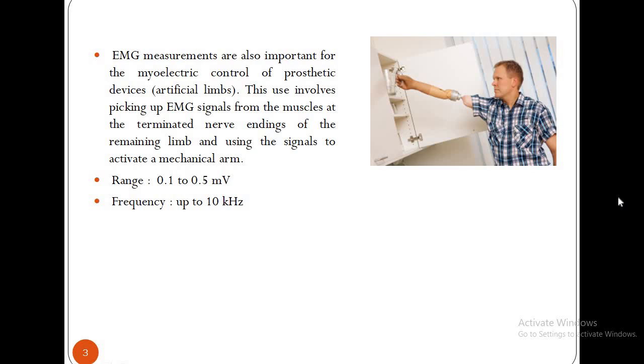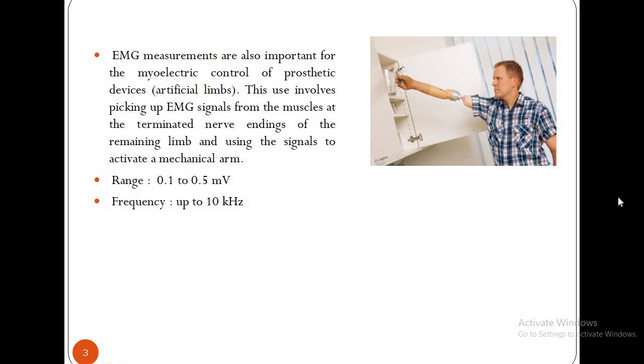EMG measurements are also important for the myoelectric control of prosthetic devices or artificial limbs. This use involves picking up EMG signals from the muscles at the terminated nerve endings of the remaining limb and using the signals to activate a mechanical arm. This is the most demanding requirement from the EMG, since on it depends the working of the prosthetic device.